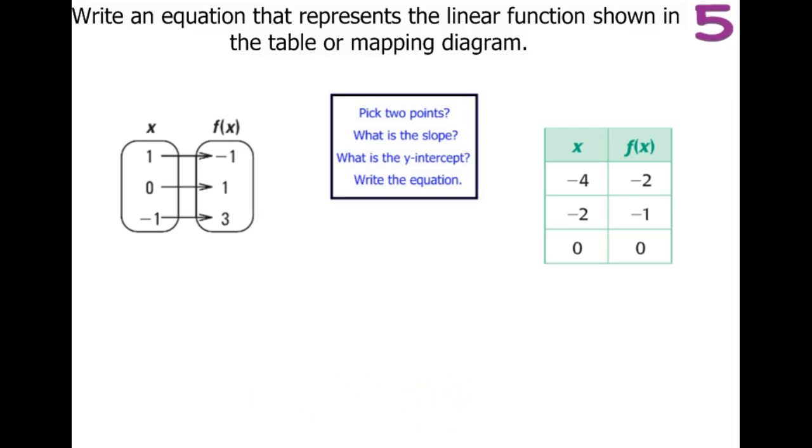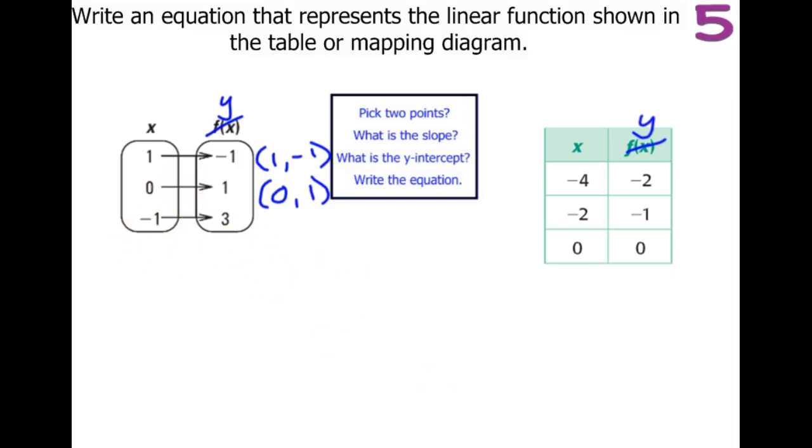Now, this one looks very similar to tables we've looked at in the past. We can use the same information, pick 2 points, find the slope, find the y-intercept, and write the equation. The only difference is, this is x and f of x is just a fancy way of saying y. Same thing here. It says write an equation that represents the linear function shown in the table. This point xy is really the point 1, -1, as an ordered pair. This point is really 0, 1.